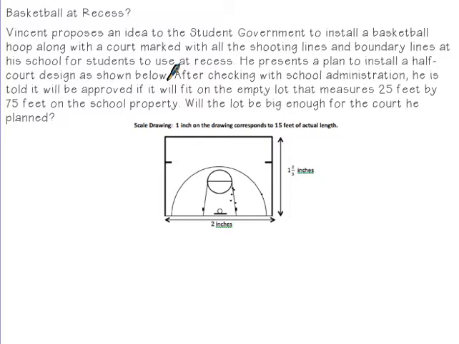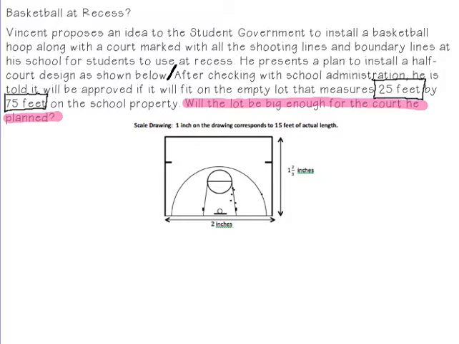After checking with the school administration, he is told that it'll be approved if it will fit on the empty lot that measures, well, if it has to fit on the empty lot, we know that 25 feet and 75 feet have to be important. Now, will the lot be big enough for the court he planned? We are given a picture of the court that he planned, and here's our question. We highlight our question. The court that he planned is 1 2/3 inches by 2 inches.